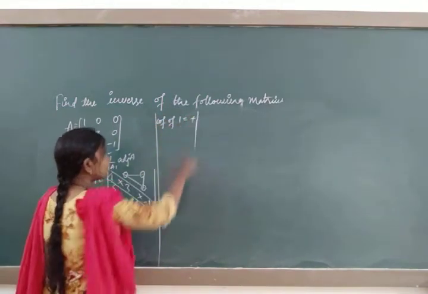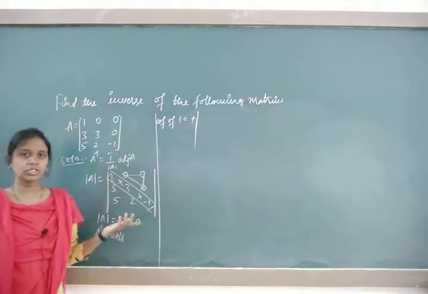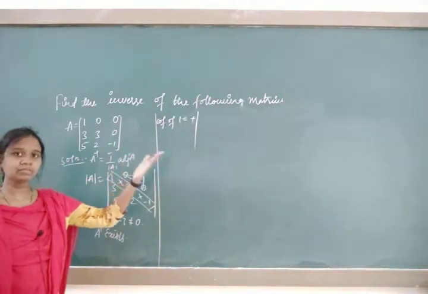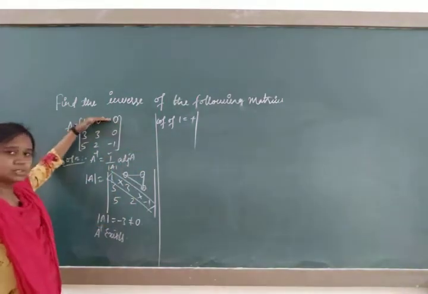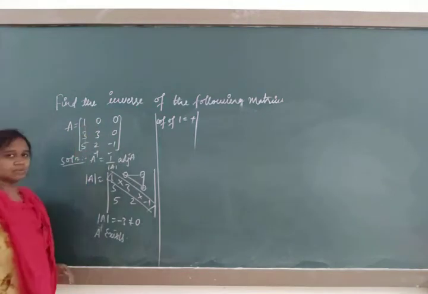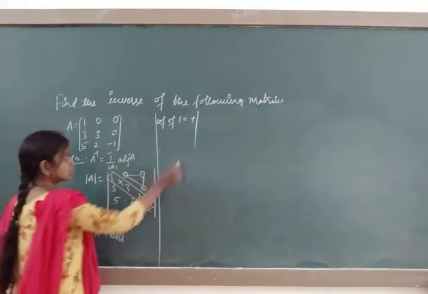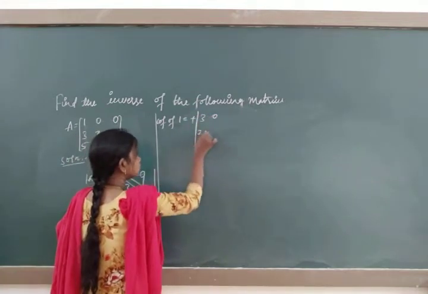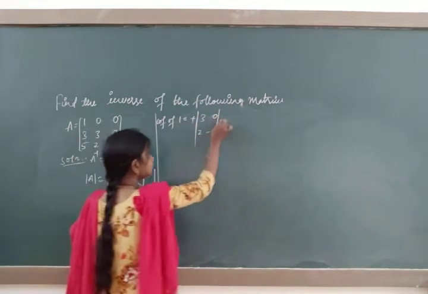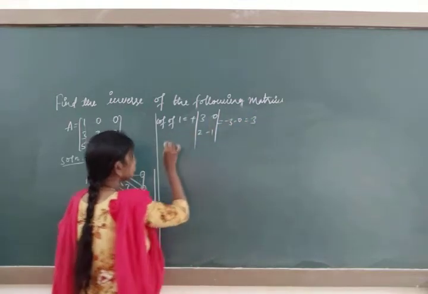Cofactor of 1. The formula was minus 1 to the power of i plus j. Instead of that, remember the sign pattern plus minus plus. Wherever 1 is present, close that row and column. So closing this one and closing this one. What remains? 3 0, 2 minus 1. Expand this one, you are going to get minus 3 minus 0, which equals minus 3.